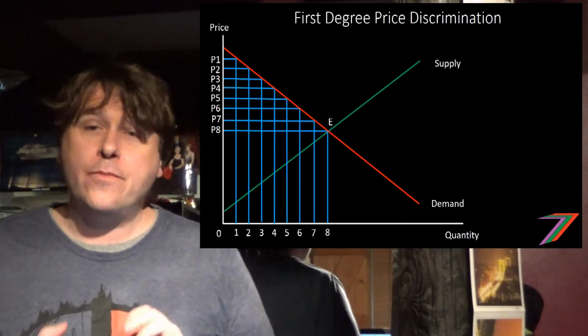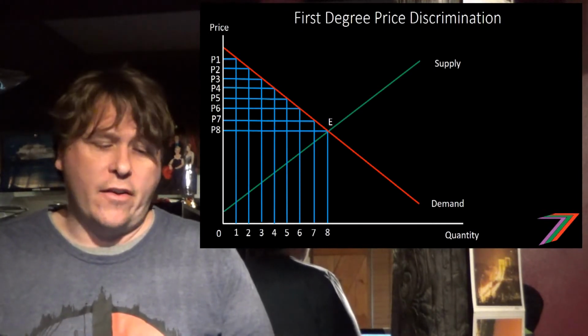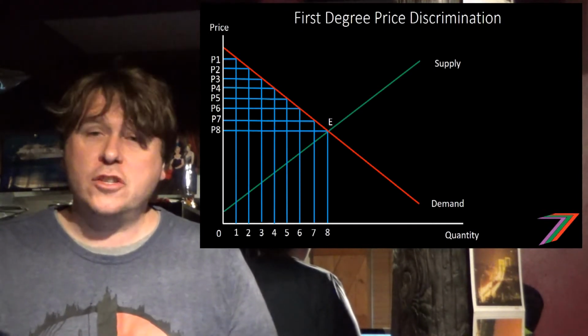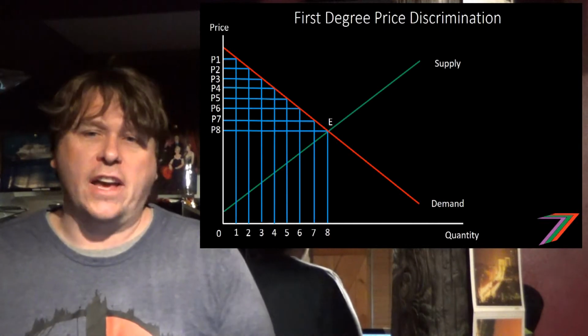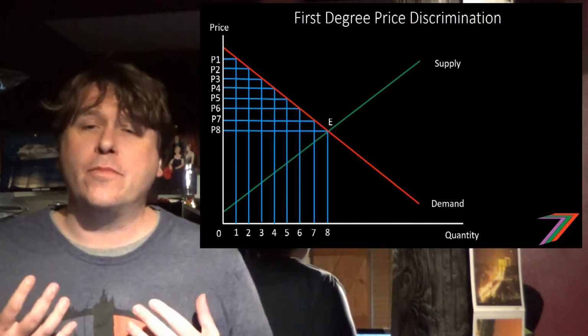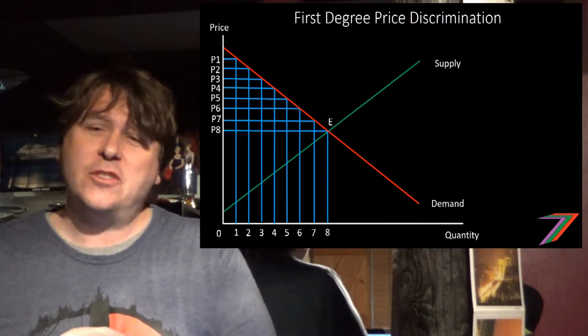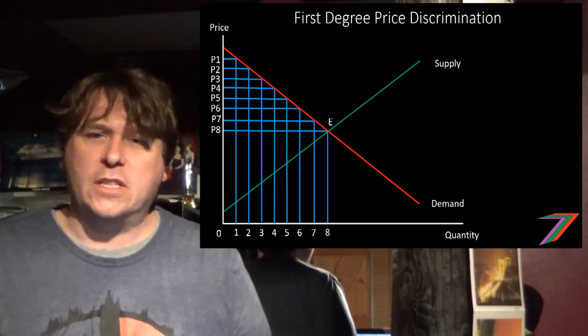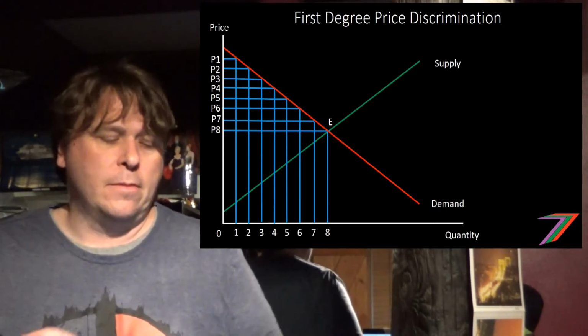As you can see, we had the big triangle in the previous diagram for consumer surplus. Now consumer surplus will be all these little tiny triangles. That's what you get with first-degree price discrimination. So that is the way of taking the most consumer surplus, through first degree.